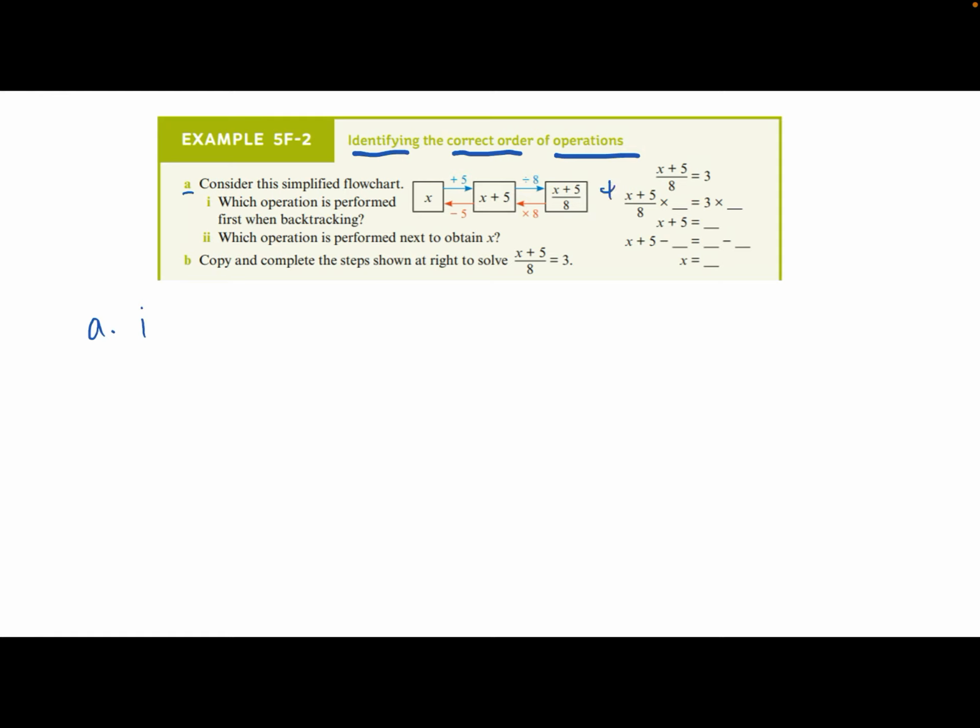Right, so we have our flowchart here. We're backtracking, okay? So we're looking at the arrows going from right to left, and it says which one is the first one. So this here, going backwards, we're timesing by 8. So the operation that's first performed is times 8 when we're backtracking.